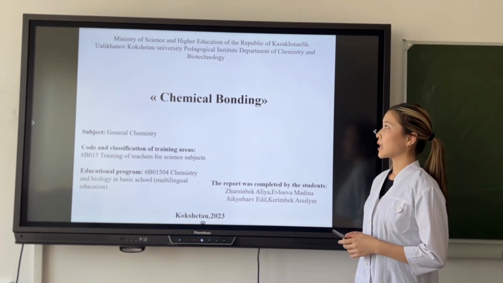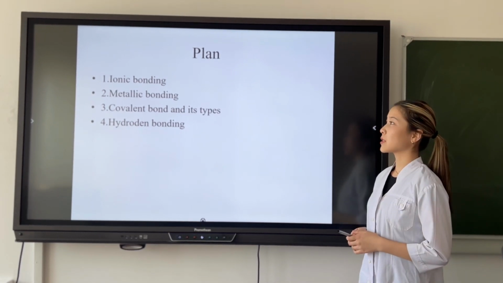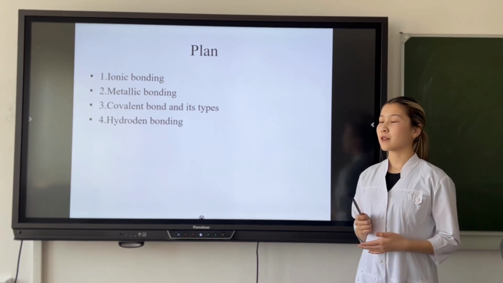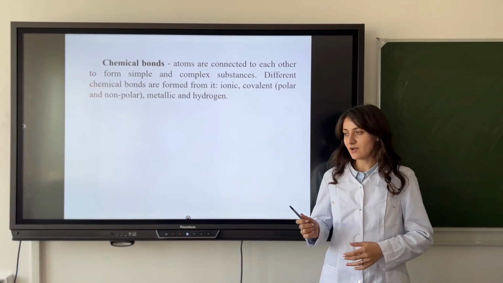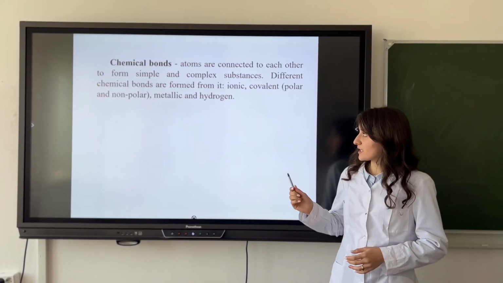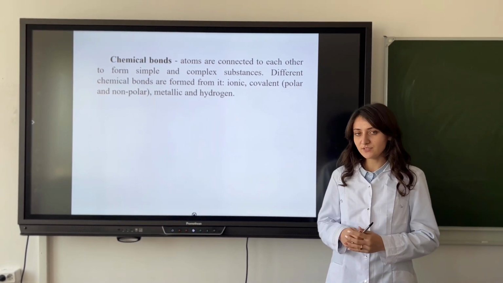Our topic is chemical bonding. The plan: number 1, ionic bonding. The second, metallic bonding. The third, covalent bond and its types. And the hydrogen bonding. Chemical bonds: atoms are connected to each other to form simple and complex substances. Different chemical bonds are formed from it: ionic, covalent, polar and non-polar, metallic and hydrogen.